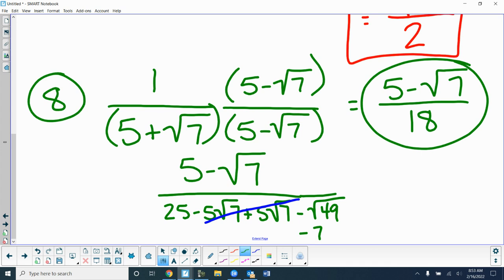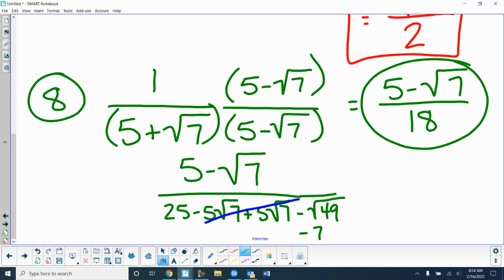Do you have a question, Vince? Where'd the square root of 49 come from? I multiplied radical 7 times radical 7. So that was 49 in there. But that's a perfect square, so that's why the 7 came out. A positive times a negative is negative, so that's why it's minus 7. Okay? Any other questions?